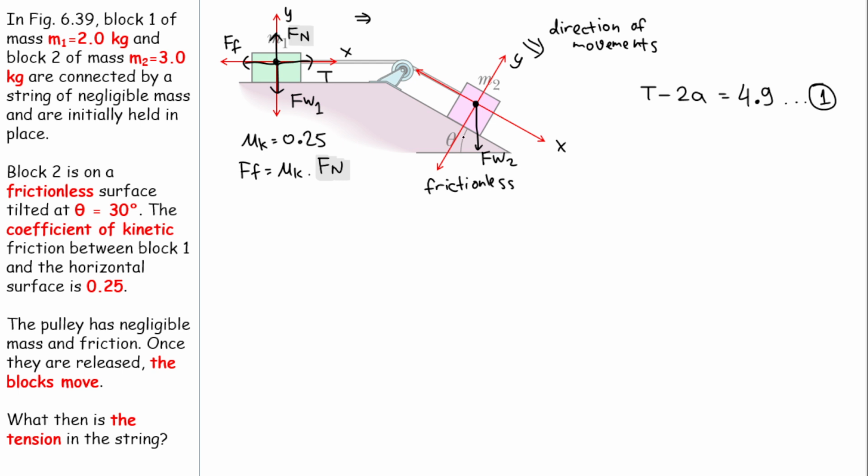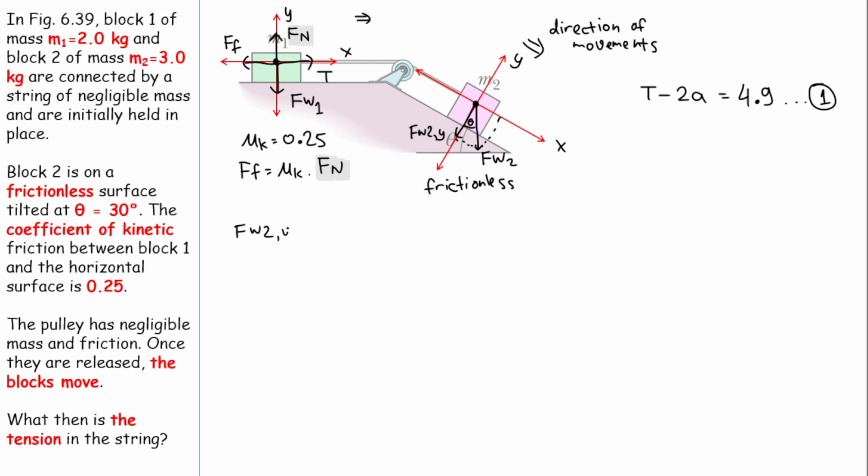But this is not in the x and y coordinates. We can decompose it into vertical and horizontal components. So here I will have this one here, and we will have Fw2 on the y-axis. And here, because this part here is theta, this part here is also theta, right?